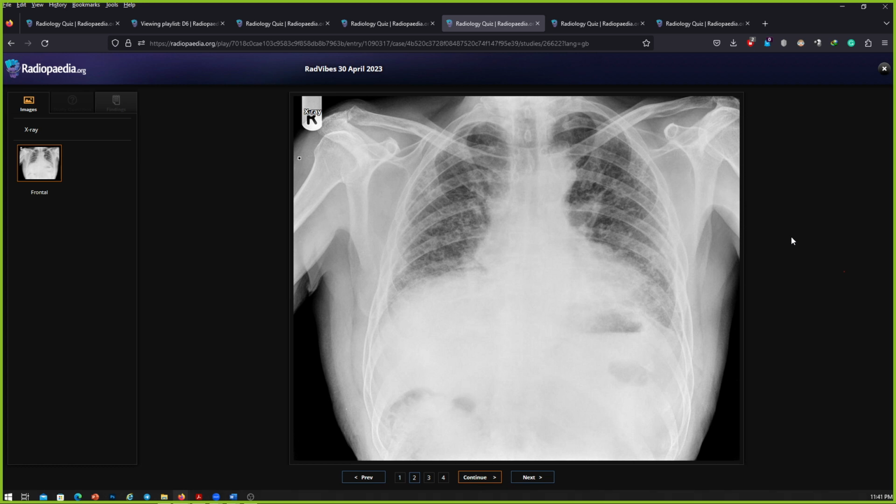How will you differentiate? How will you come to a final diagnosis? Is the radiograph enough for you to give a final diagnosis? No, I will further ask for chest CT scans, HRCT chest.